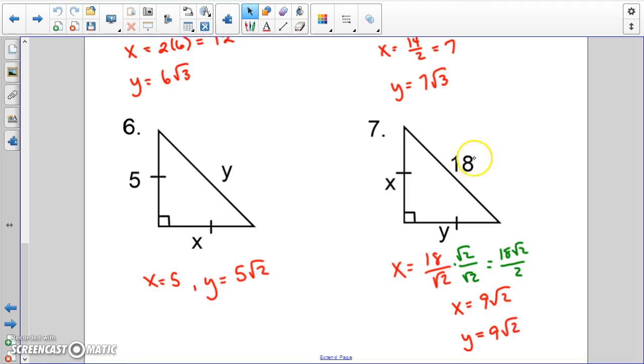And number 7, you just go in reverse. If you have the hypotenuse, we divide it by radical 2. You'll need to clear that out and then reduce the fraction, and both x and y should be 9 radical 2. Okay, so be prepared. We'll answer some questions, but you'll have your quiz next class very similar to the practice quiz that you just took.